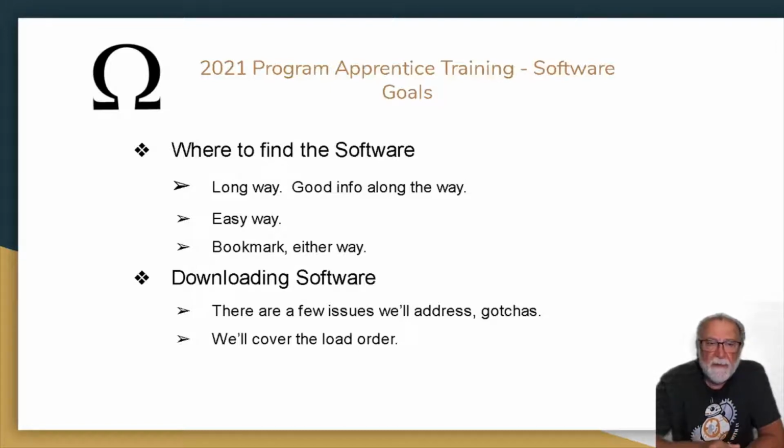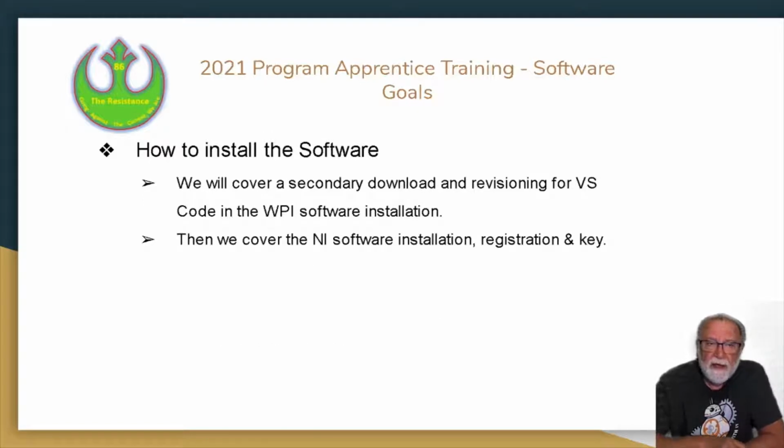Once we get there, we want to download the software. There are a few issues with downloading the software, some things that aren't really highlighted. They're there, but they don't highlight them. So we'll cover that in the load order. Once we've downloaded, we'll install the software. We'll cover the different revisions of Visual Studio Code and the WPI software, and then the National Instruments software installation, registration, and key. Notice that registration and key. So, let's get started.